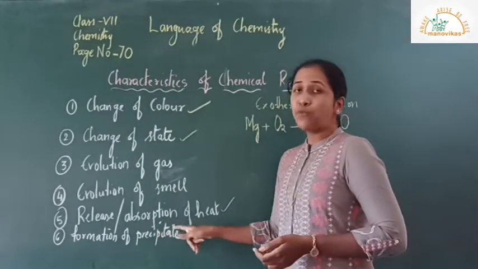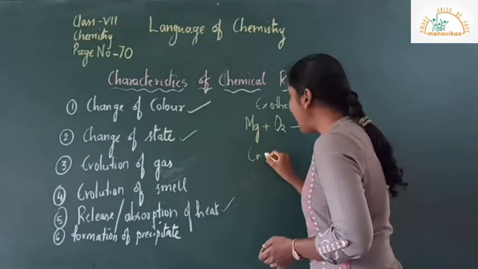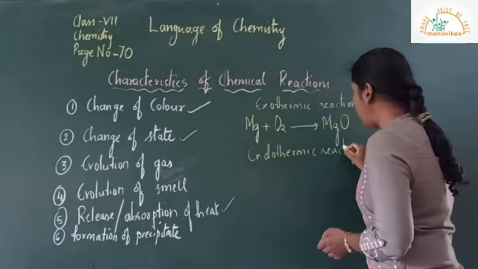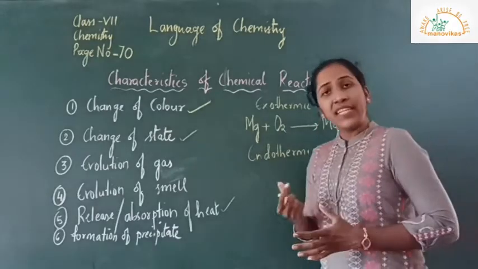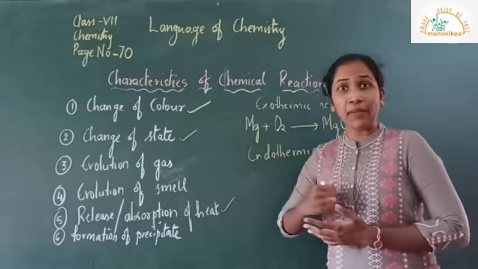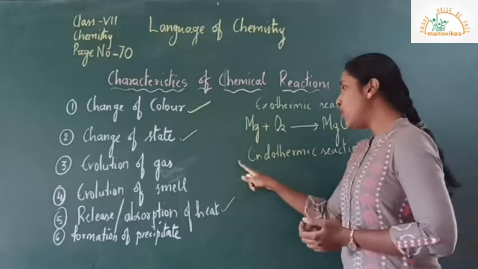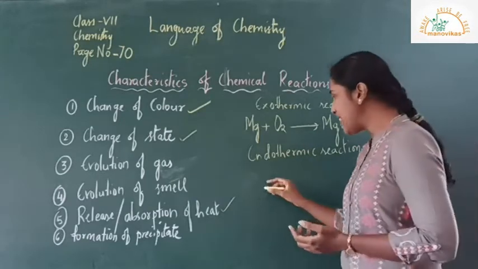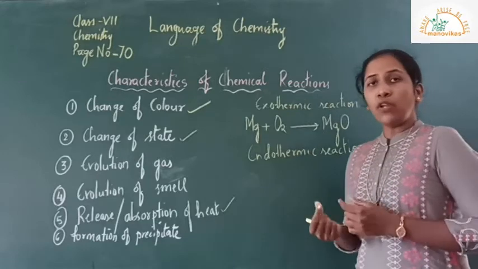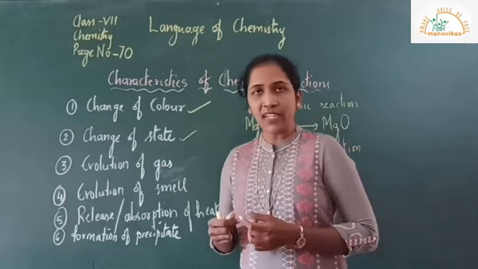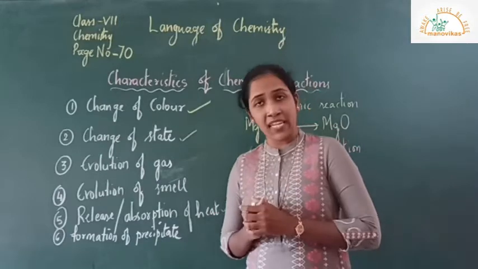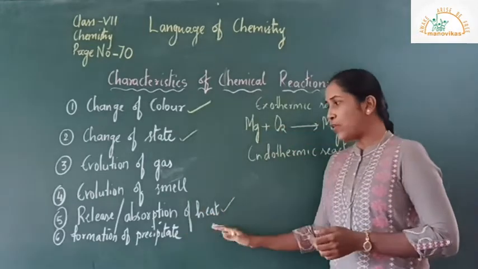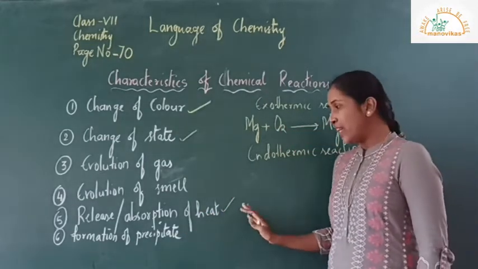And the next is absorption of heat, which we call endothermic reaction. Now what do you mean by this endothermic reaction? The reaction in which the heat energy is absorbed or the heat energy is taken in, we call it endothermic reaction. So in this endothermic reaction, we can take an example, that is ammonium chloride. Now ammonium chloride, when it is dissolved in water, will absorb the heat and make the container feel cold. Okay, so that is about the release or absorption of heat.